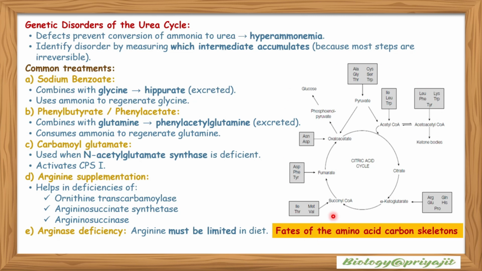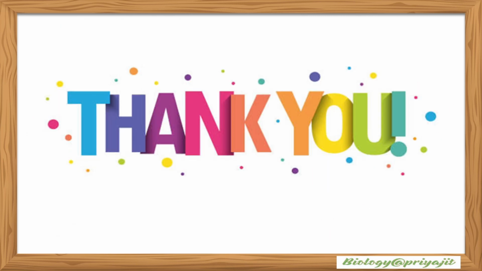This is the image showing the fate of the amino acid carbon skeleton. To conclude, protein metabolism involves 3 essential steps that help the body safely manage amino acids. Through transamination, amino groups are transferred to form useful compounds. Deamination removes amino groups, and the urea cycle converts toxic ammonia into urea for excretion. Together, these processes maintain nitrogen balance and protect the body from toxicity. Hope this class clarified the concepts. Stay curious and keep exploring biology. Thank you.